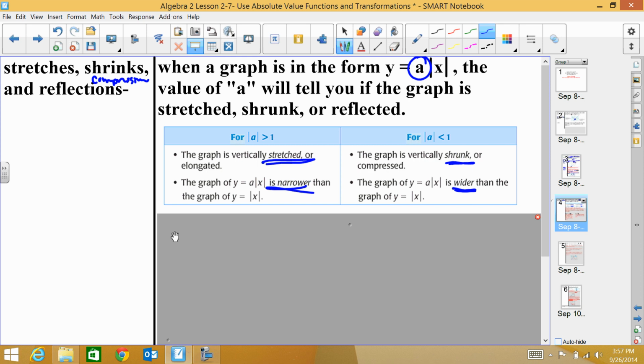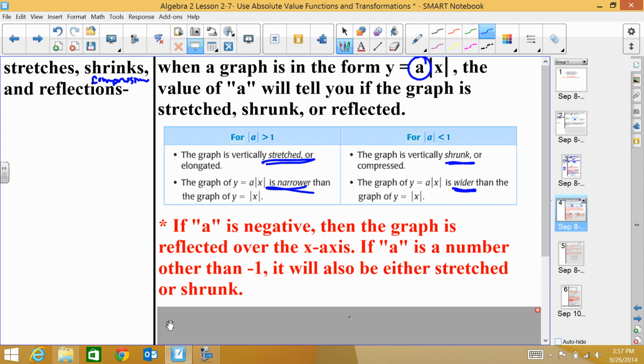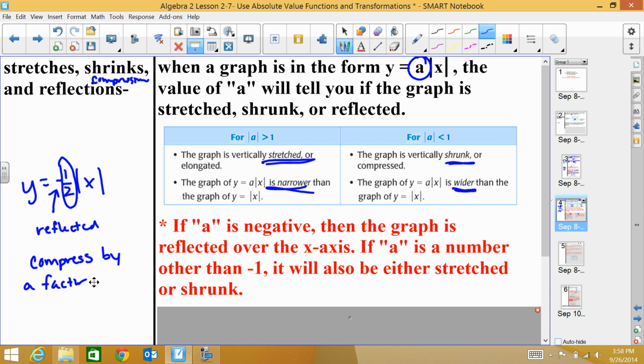Okay? So let's take a look at an example. Oh yes, and if A is negative, then the graph is reflected. So for instance, if I had y equals negative 1/2 times the absolute value of x, the negative sign in front means that it is reflected. So it's going to be upside down. The 1/2, since that is less than 1, means that it is going to compress or shrink, okay, by a factor of 1/2. So that's what that means.